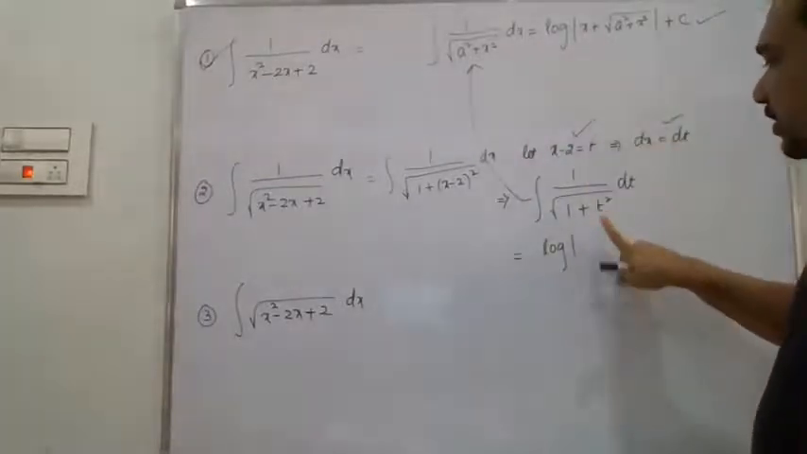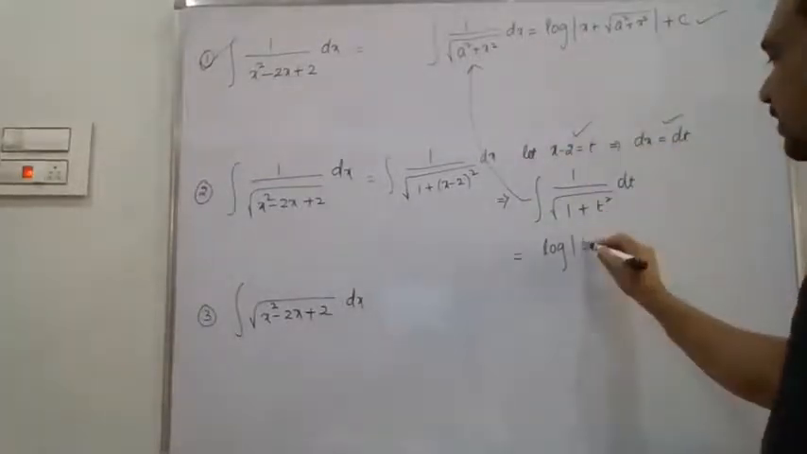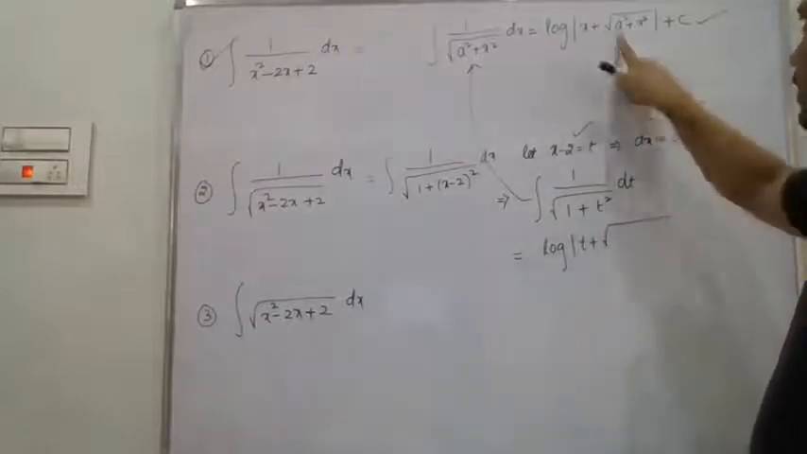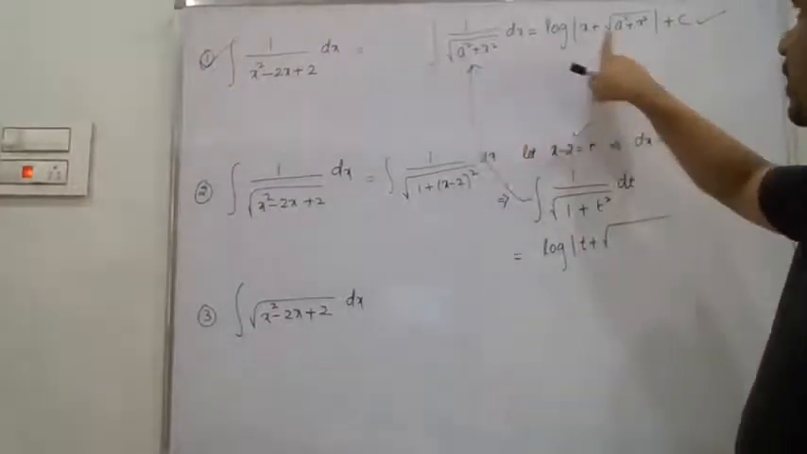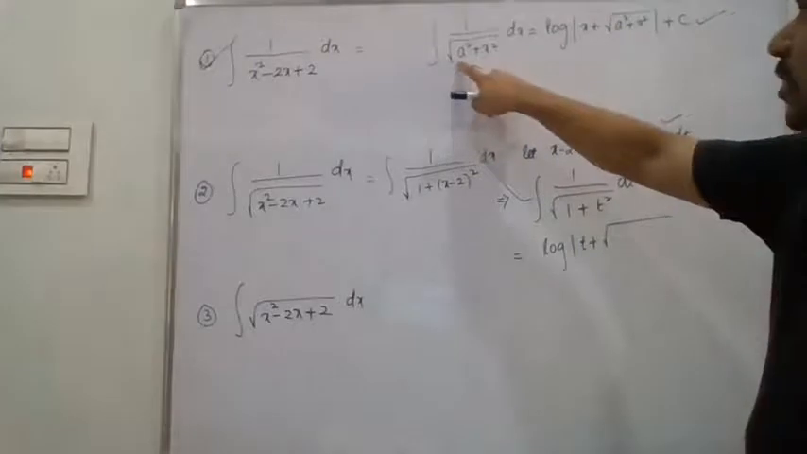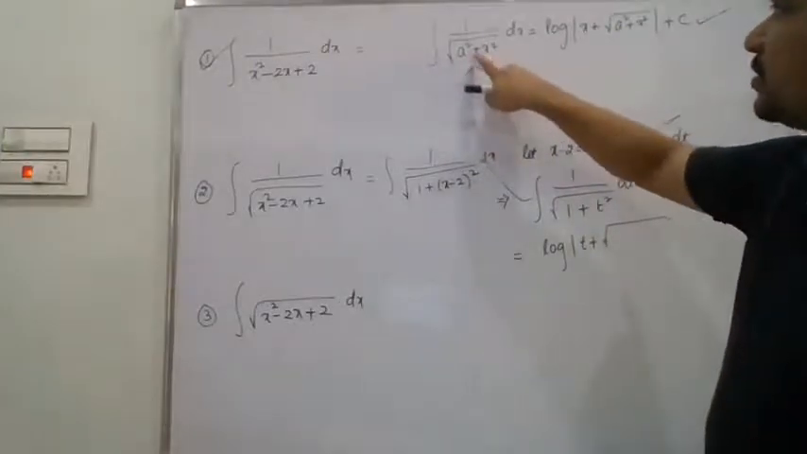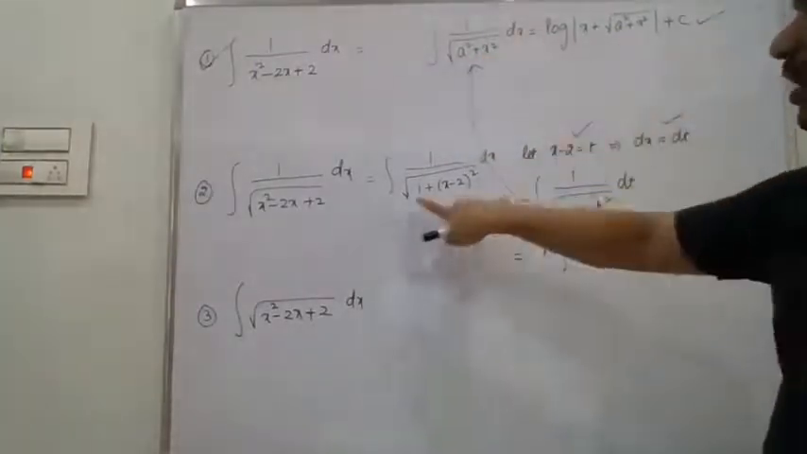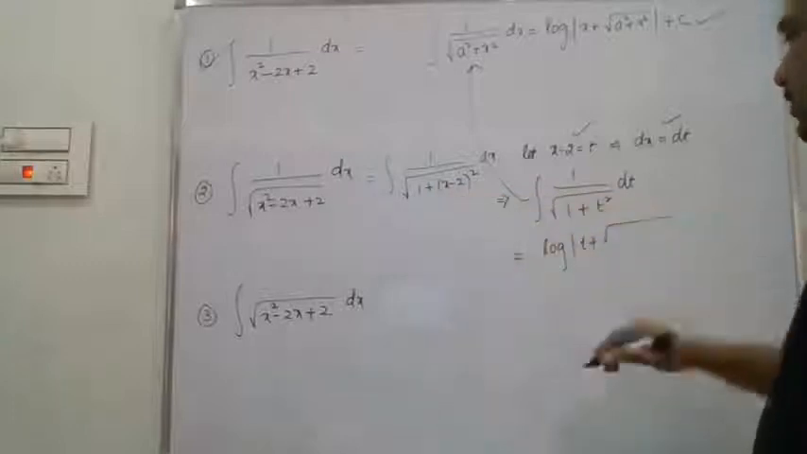But here t is there, no? That's why we will write here t plus square root of a square, a square plus x square. So whatever is under the square root, that's what total he wrote here. So that's what I am going to write. This total a square plus t square.